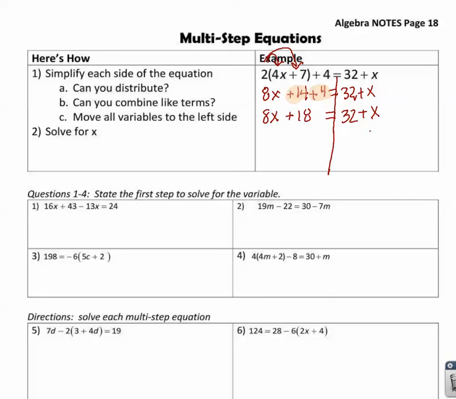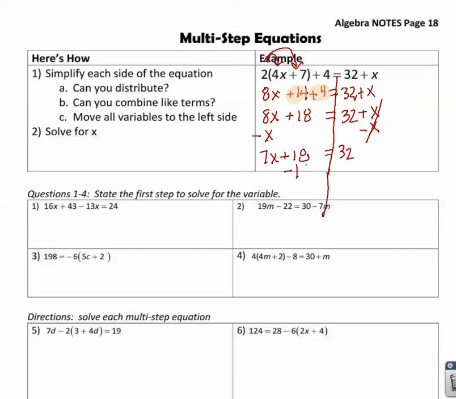Now we can move terms around so you have variables on one side of the equal sign and constants on the other. So this is a positive or a plus 1x. So I'm going to use the inverse operation. Subtract 1x on each side. So now I'm going to get a 7x plus 18 equals 32.